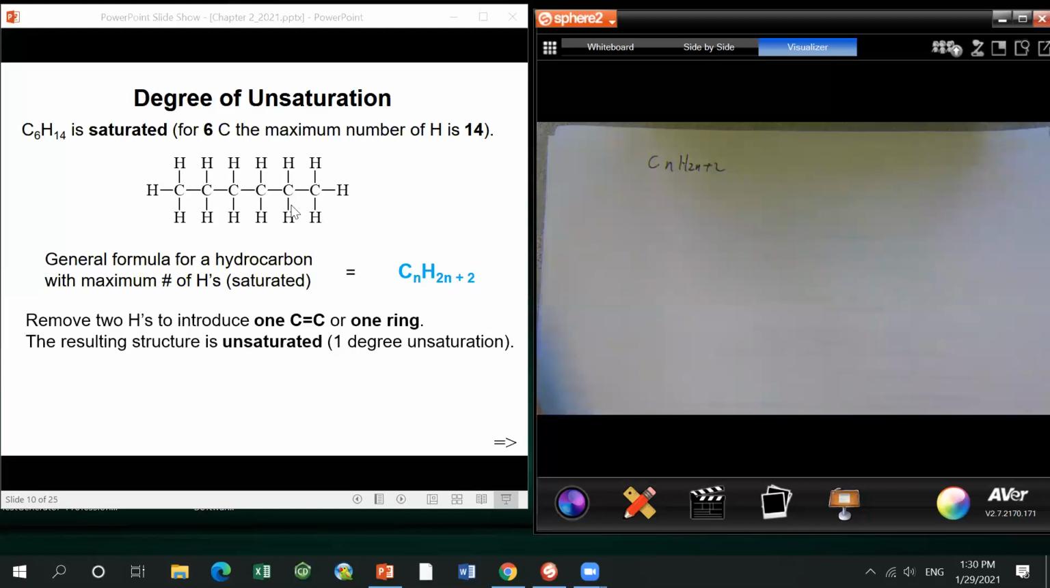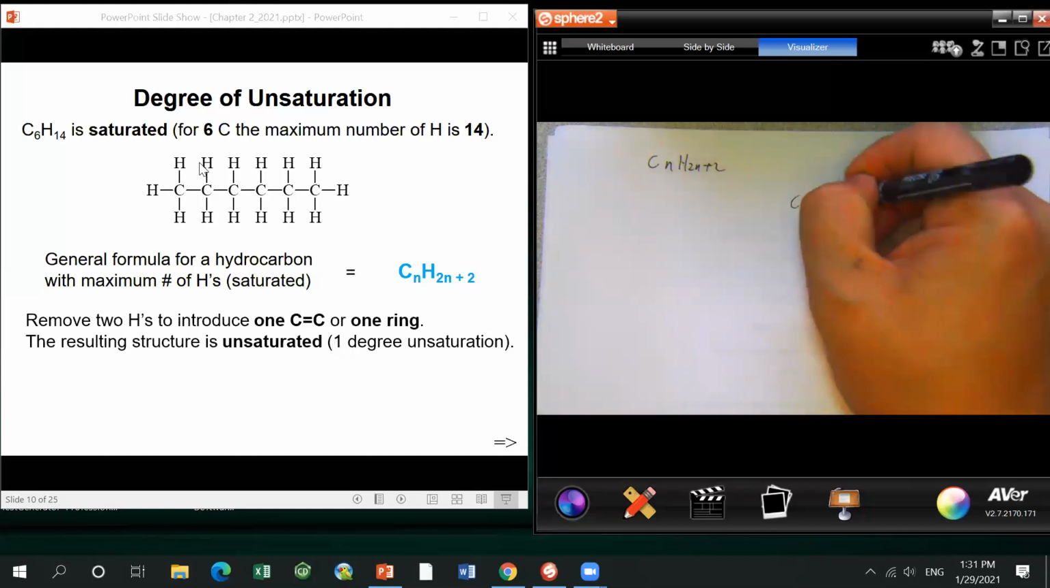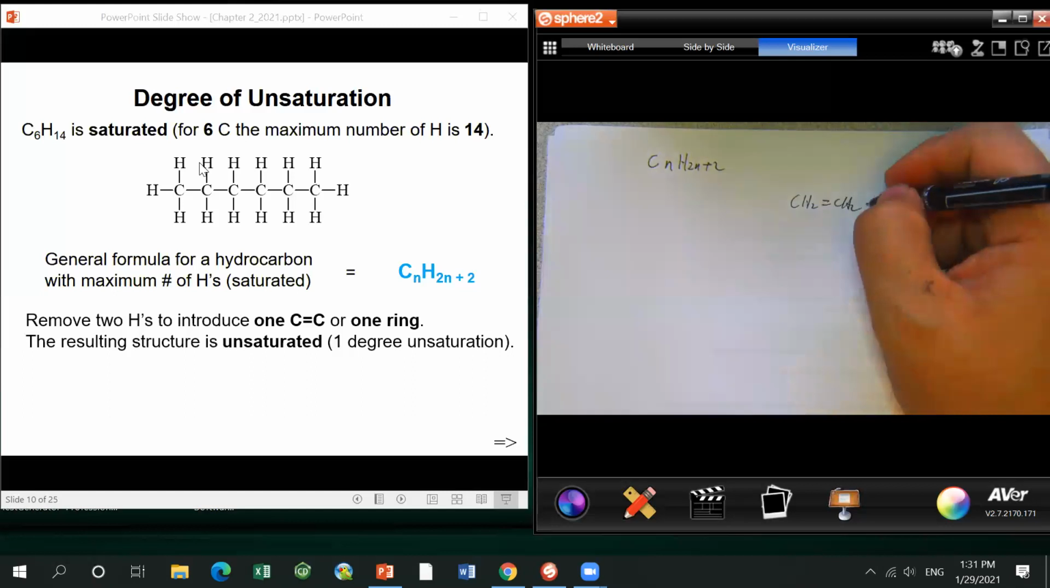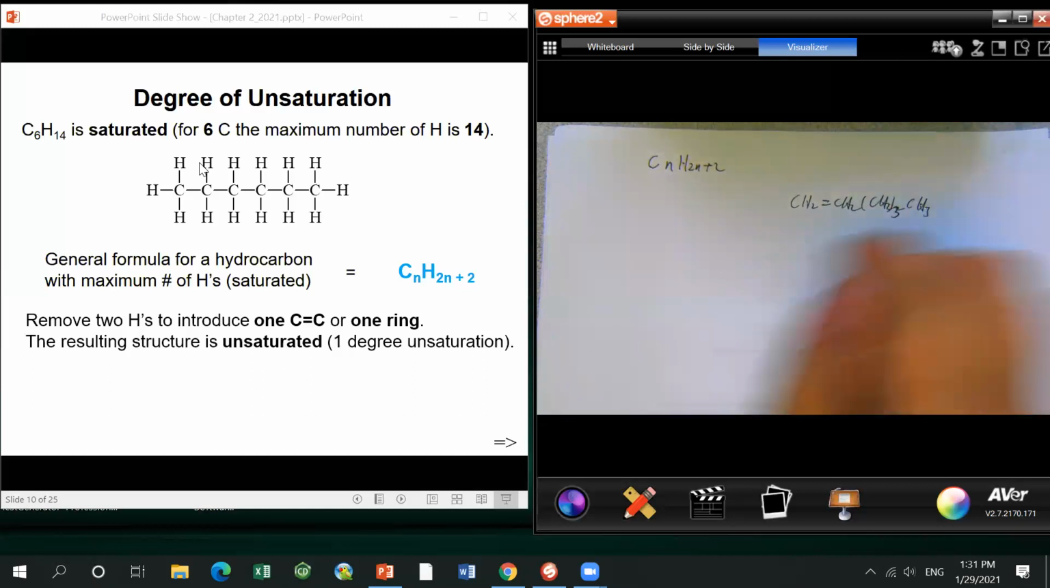So those two terminal carbons have hydrogens on them. If we remove one pair of hydrogen, for example these two hydrogens, we will generate a double bond. So here, CH2 double bond, then CH2, and then CH3. I just drew the line-angle, condensed structure.